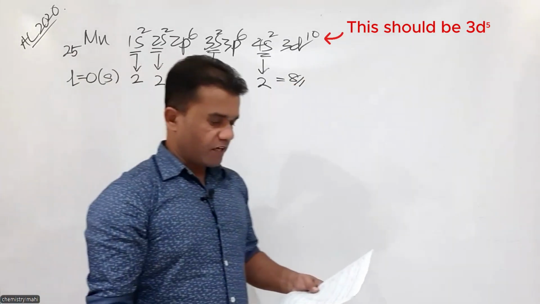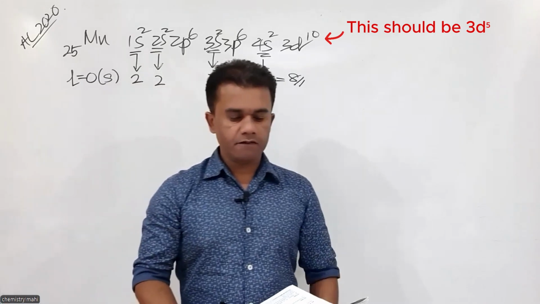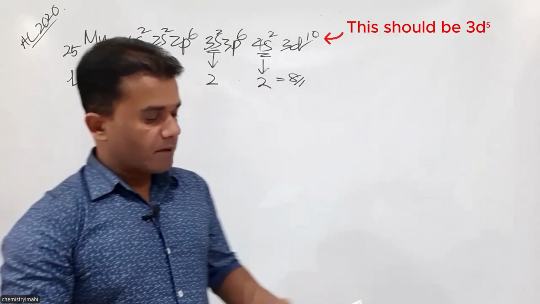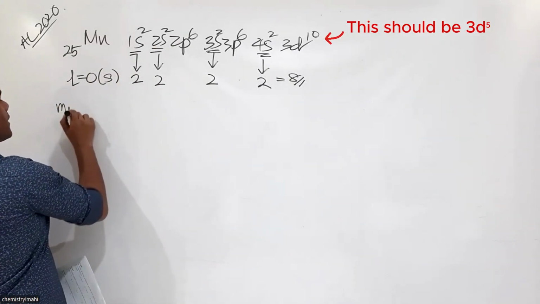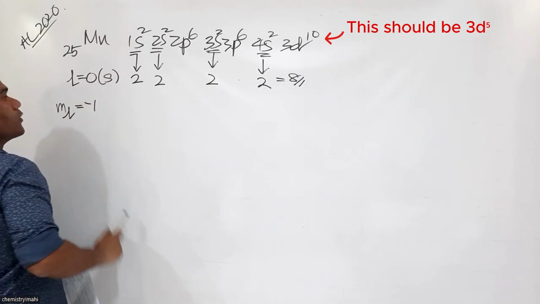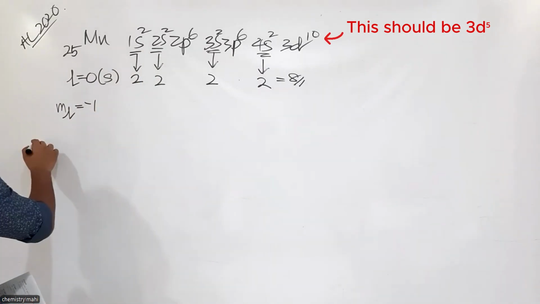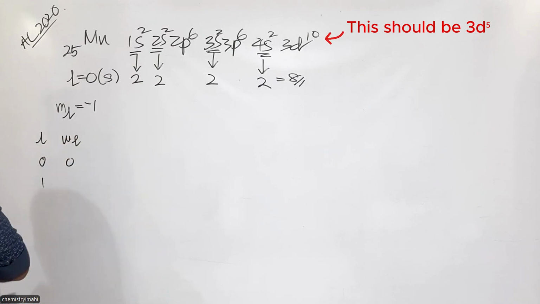Not only that, there is another, ml minus 1. Where do you find ml minus 1? In the case of S, do you find ml minus 1? You can't have ml minus 1 in S. Why? Because when L equals 0, ml is 0 only. If L equals 1, ml is minus 1, 0, plus 1.